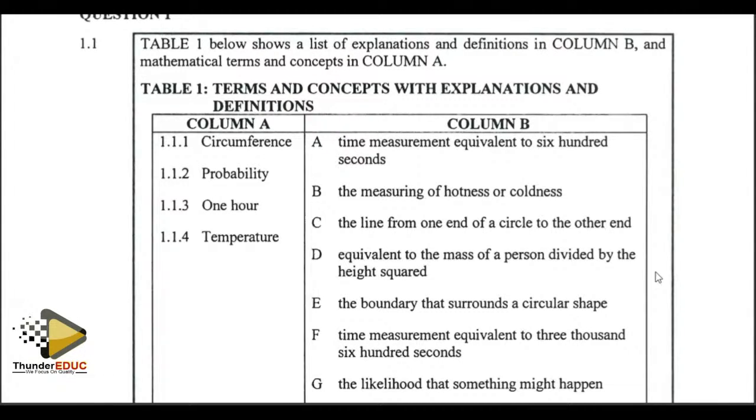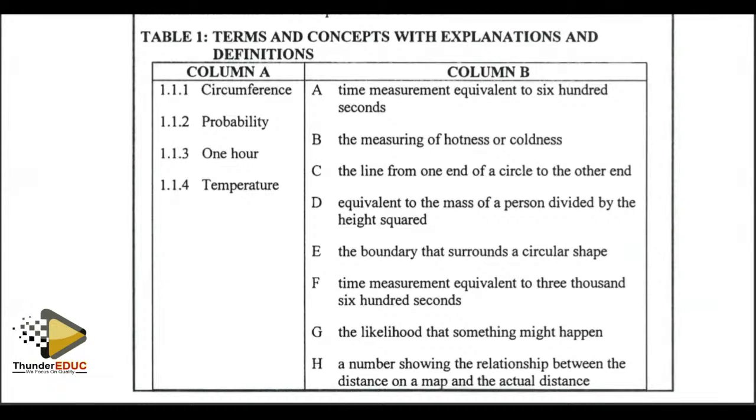First and foremost, you may look at the terms. 1.1.1, we have circumference. 1.1.2, probability. 1.1.3, 1 hour. 1.1.4, temperature. Then you can go through the explanations, which are in column B. These were the concepts they are talking about, and this other side are the explanations.